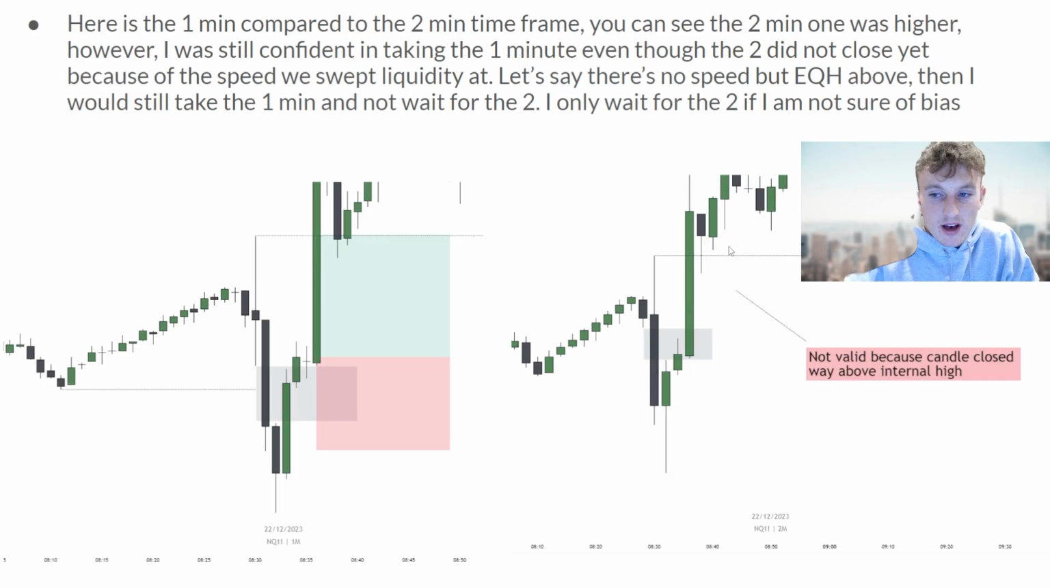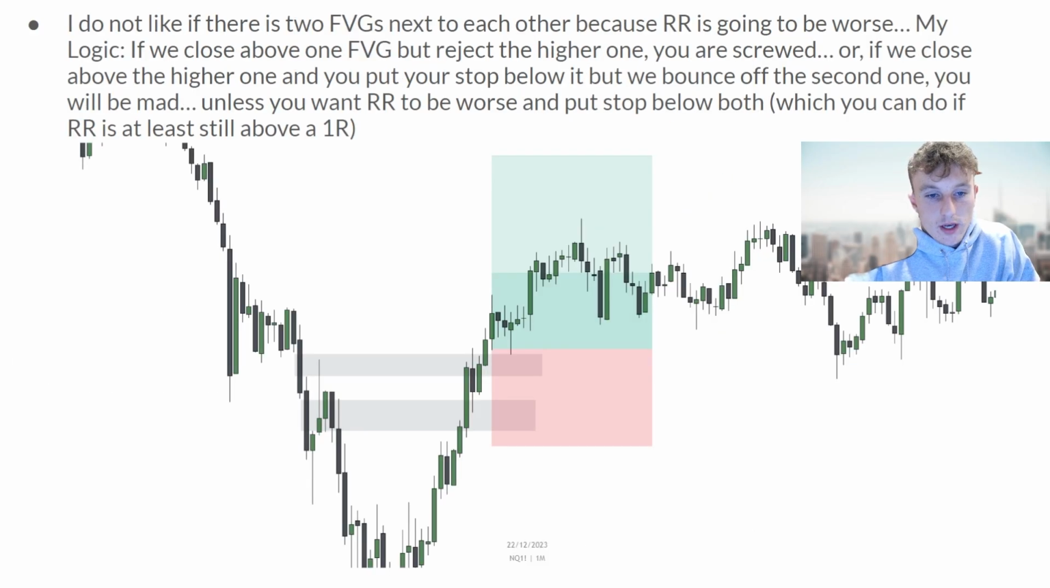Okay, see this? We close above, hit the internal high at the same time. So this is not valid because the candle closed way above the internal high, all right? You want to make sure you know the bias. And in this situation, I definitely would try the 1-minute and not wait for the 2-minute because it seems like the liquidity sweep is very fast here, and it seems like the bias is very easy here, okay? So this is an example where you don't have to wait, all right? In this example, again, there are 2 fair value gaps next to each other.